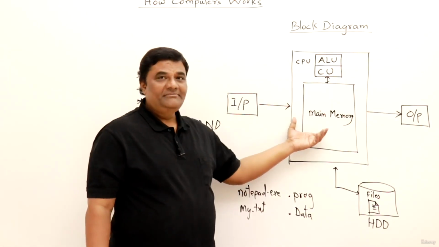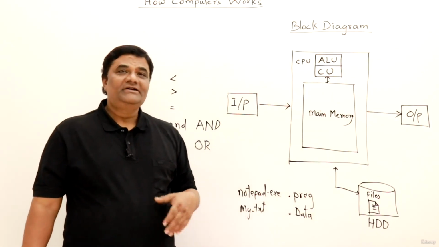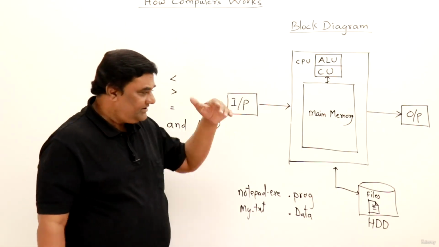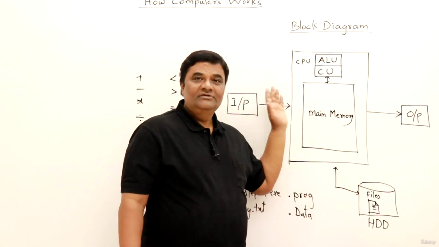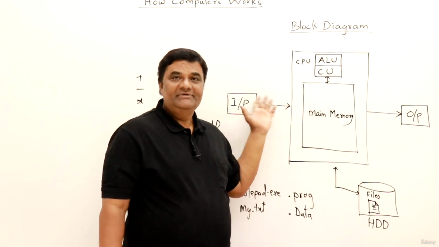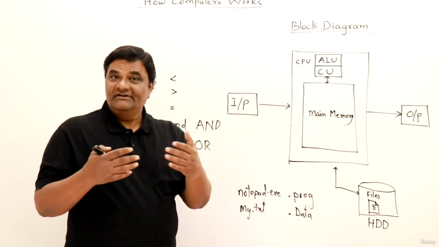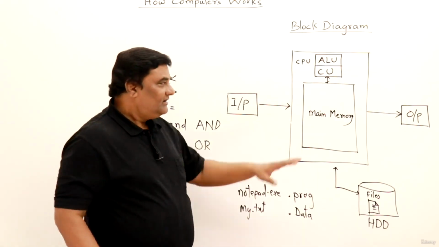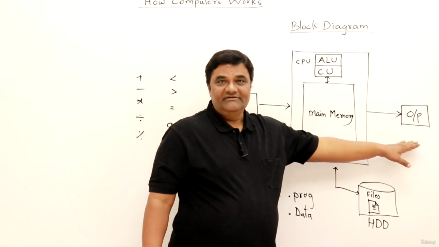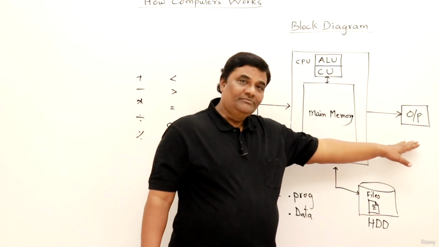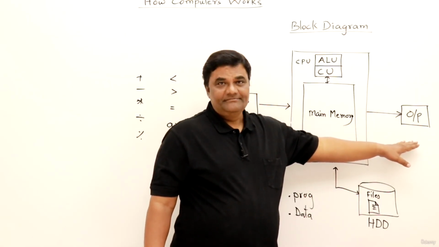The program may be taking something from the keyboard, or it may be taking something from the internet, or it may be reading something from a file. So if the program needs some data, it may be getting it from here. Whatever results are generated by the program, or interactivity provided by a program, you can find it on the output device like the monitor, or if it is printed, on the printer.